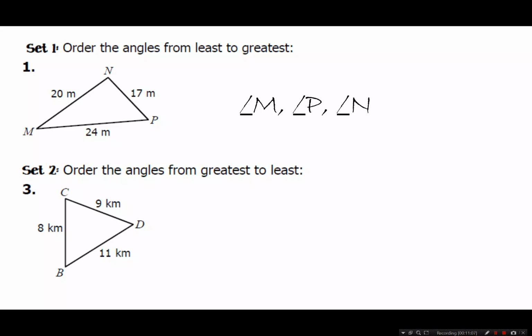We could also order it from greatest to least. We just go in reverse. Sides 8, 9, and 11. 11's the biggest. Across from that is angle C. 9's the middle. Across from that is angle B. And 8's the smallest. Across from that is angle D. So that's the order from greatest to least.